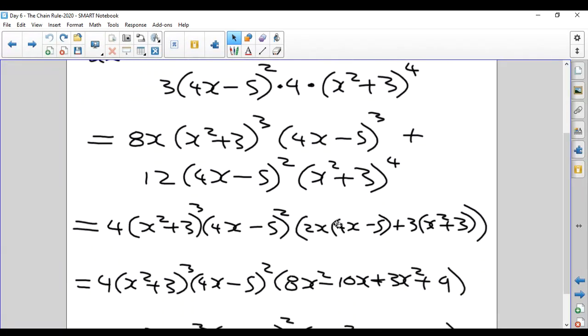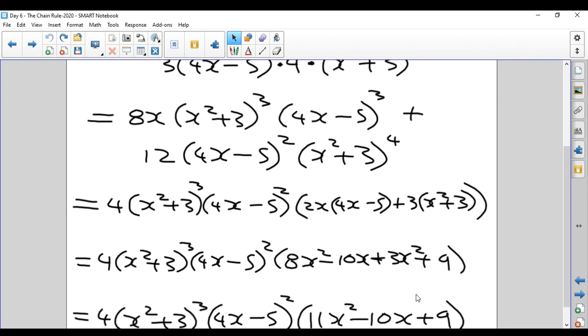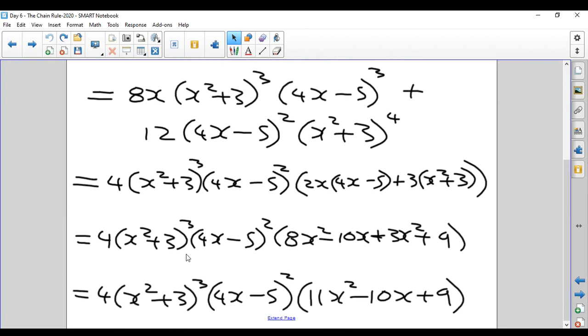But then we have to do a little bit more work, which is to multiply this out. So multiplying the 2x into the 4x minus 5 gives me 8x squared minus 10x, and the 3 into the x squared plus 3, so 3x squared plus 9. And then it's just a matter of putting like terms together. So this is my common factor. My like terms in this bracket give me 11x squared minus 10x plus 9.